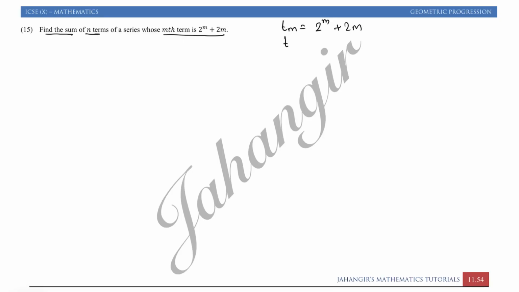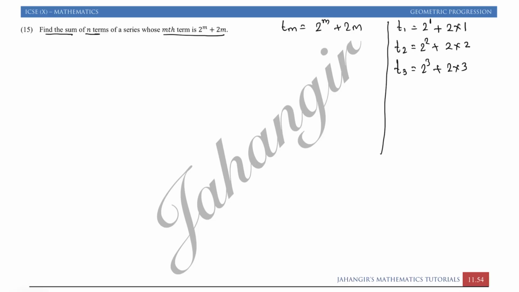So here I can find the first term, let me find terms over here. T1, in place of m I can just substitute 1. T1 is equal to 2 raised to 1 plus 2 into 1. Let's keep it like this, don't solve. T2 is 2 raised to 2 plus 2 into 2. T3 is 2 raised to 3, plus 2 into 3. And T4 is 2 raised to 4 plus 2 into 4. These are the terms.